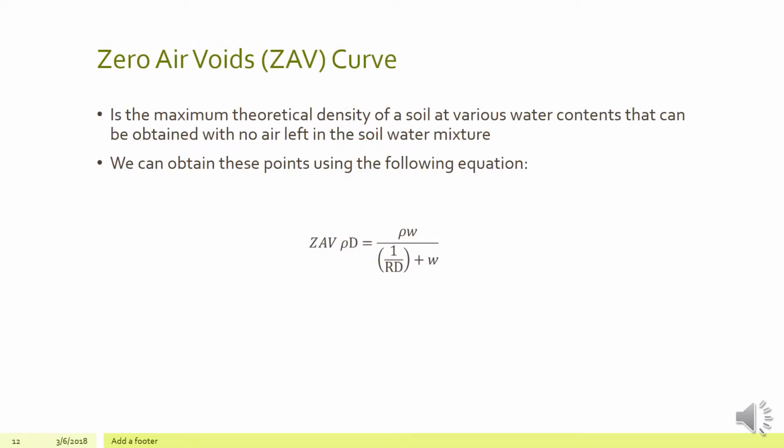If we revisit the zero air voids curve, it's the maximum theoretical density of a soil at various water contents that can be obtained with no air left in the soil-water mixture. We're going to use the equation below to obtain these points. For the zero air voids line, we're looking at the rho D for the dry density, and then we have the rho W for the water density. We're then going to divide that by 1 over the relative density plus the moisture content. This is how we solve that, and we come up with these points.